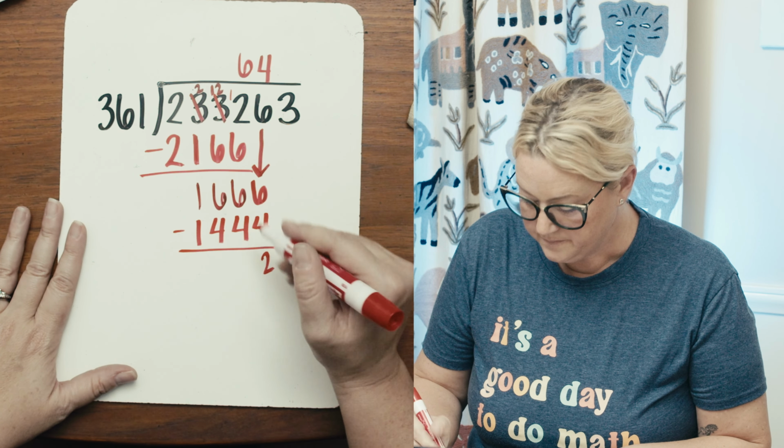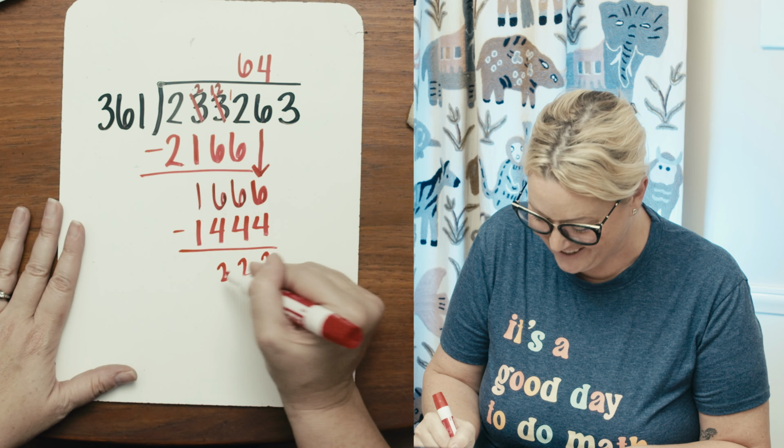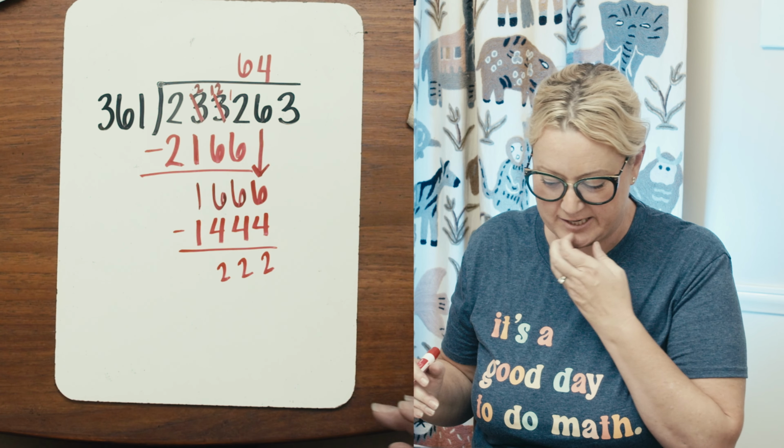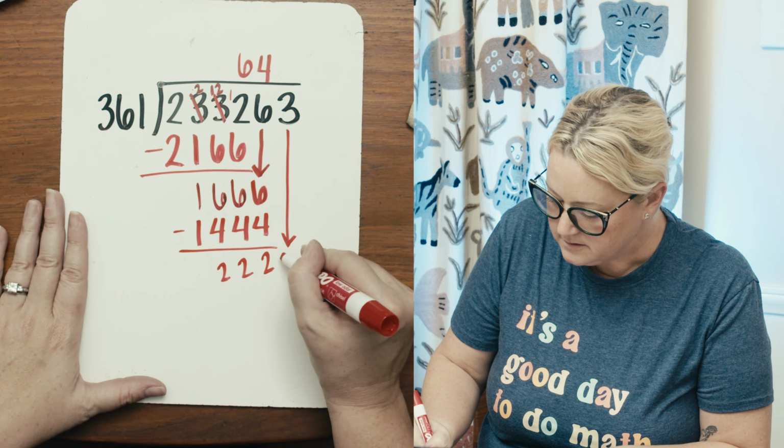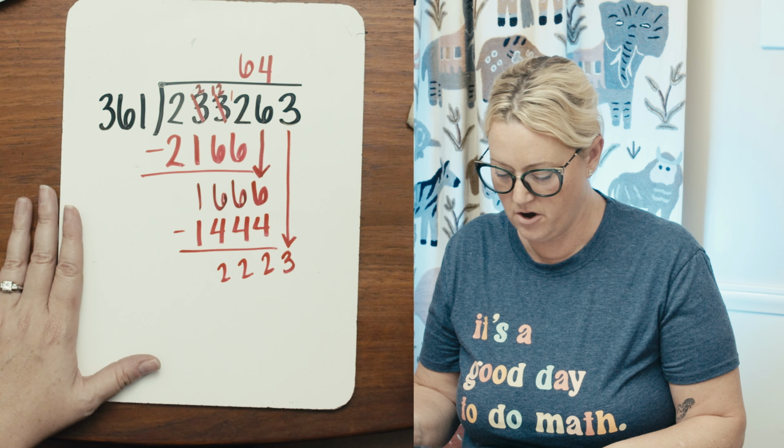6 minus 4 is 2. 6 minus 4 is 2. 6 minus 4 is 2. 1 minus 1 is 0. Done. 222. That was my address growing up. 222. Our house number.